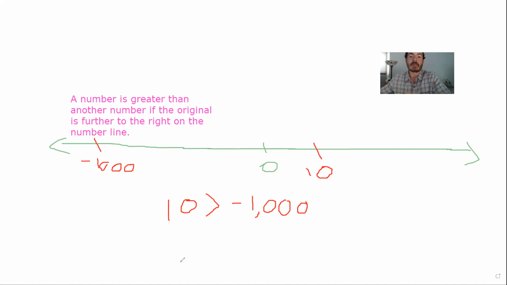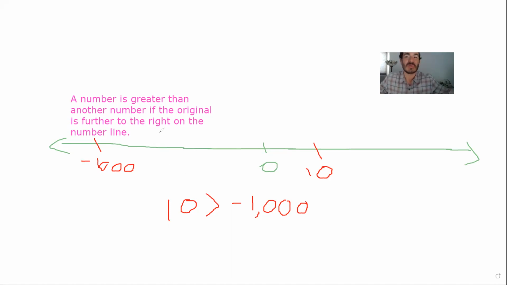The easiest thing to remember about this is if this were a duck, it wants to eat the bigger number. It wants to eat the number further to the right on the number line. Okay, but you're like, hey, this still isn't really gelling because the -$1,000 still feels bigger. I get it. I kind of agree with you.